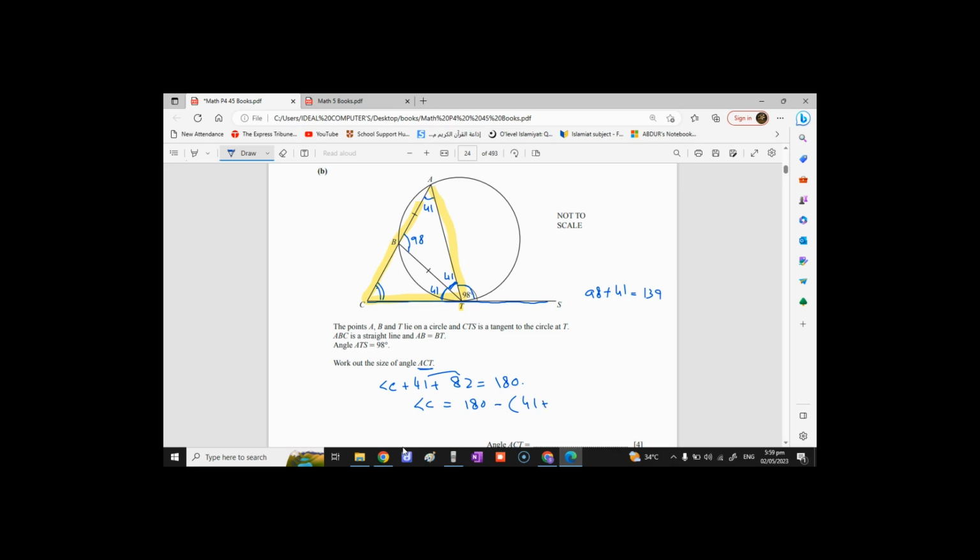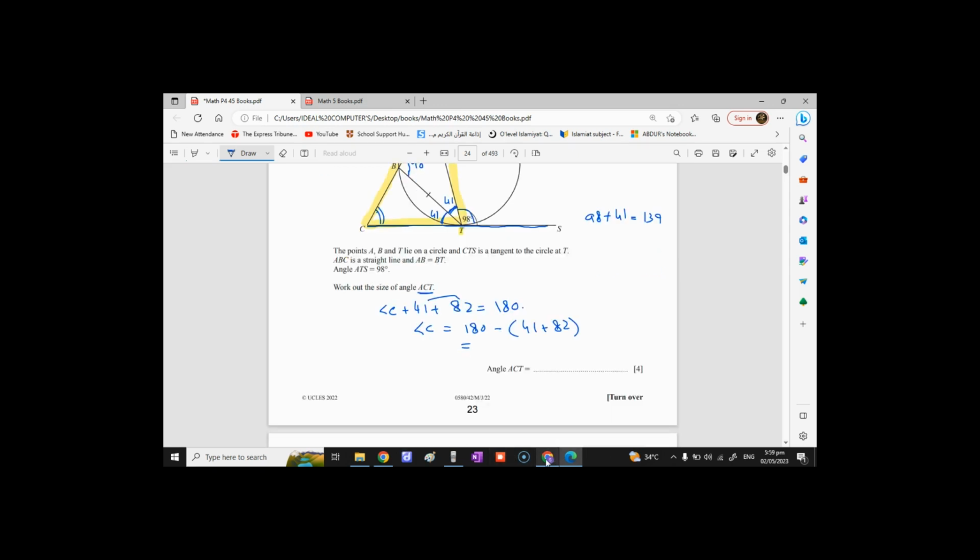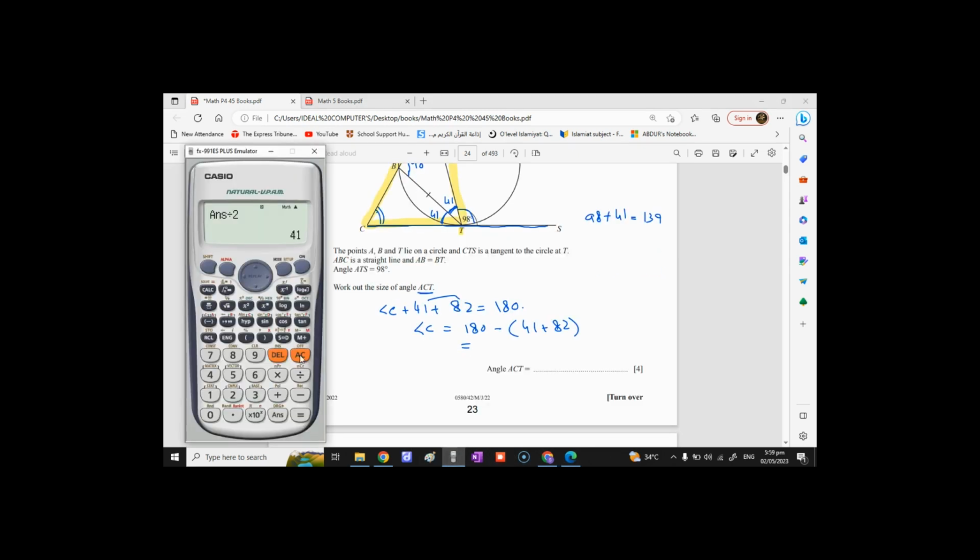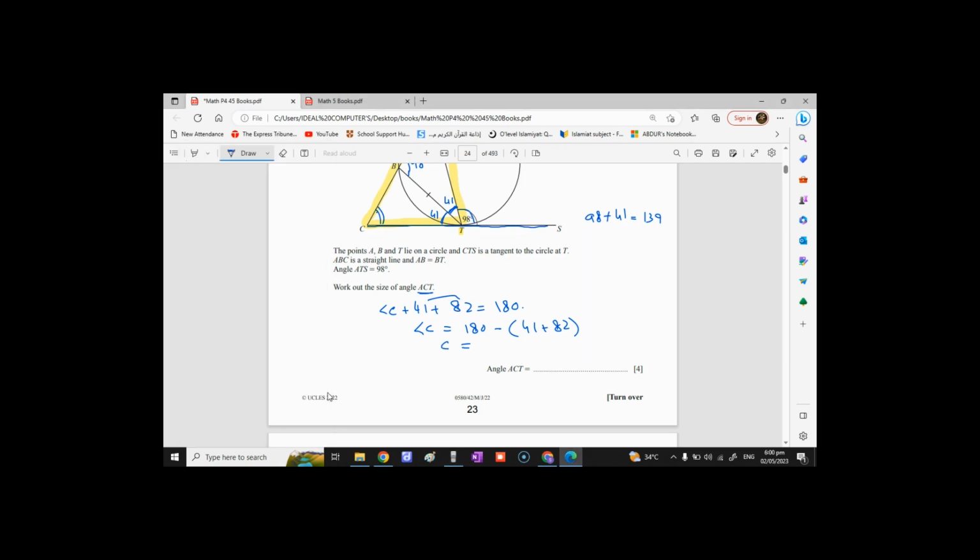41 plus 82, I just brought these two numbers to the other side. Now 180 minus the sum of these two angles will be how much? It will be 180 minus bracket 41 plus 82. So the answer is 57. So angle C will be 57 degrees. So this question contains 4 marks.